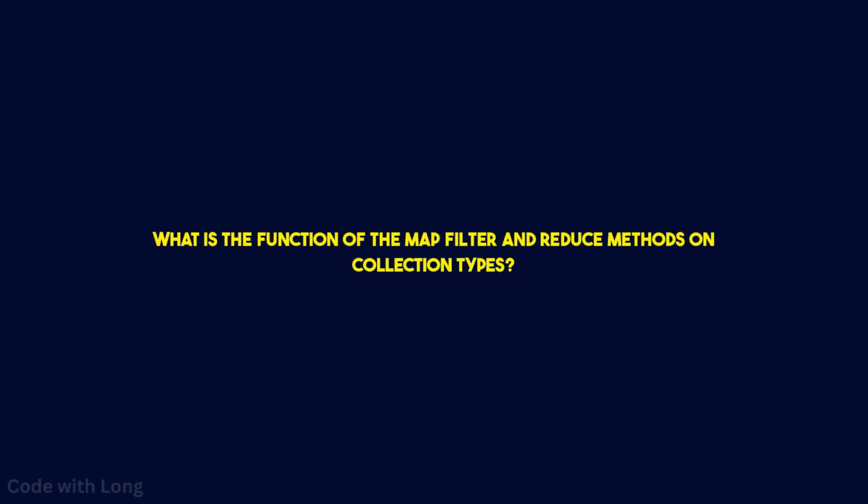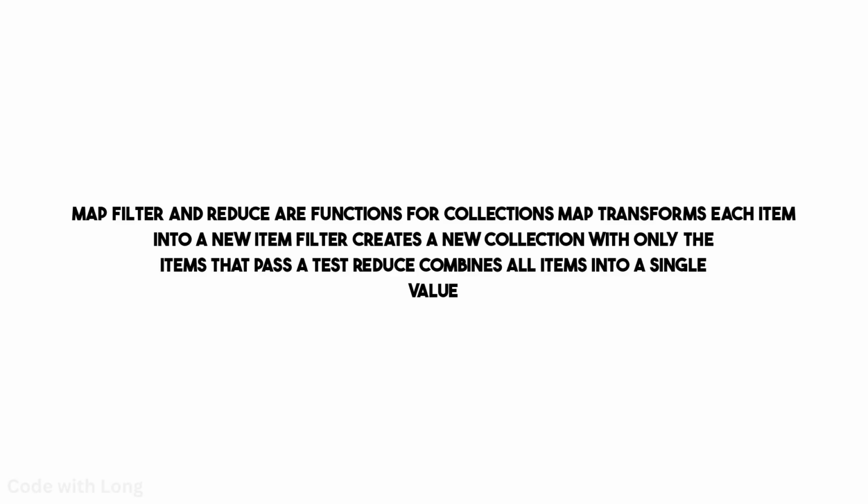What is the function of the map, filter, and reduce methods on collection types? Map, filter, and reduce are functions for collections. Map transforms each item into a new item. Filter creates a new collection with only the items that pass a test. Reduce combines all items into a single value.